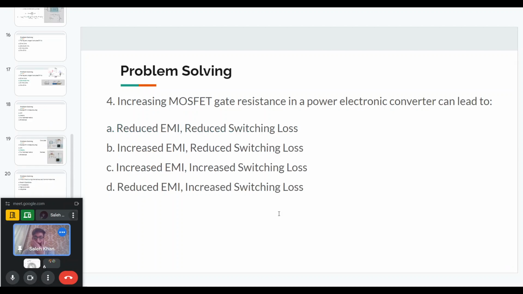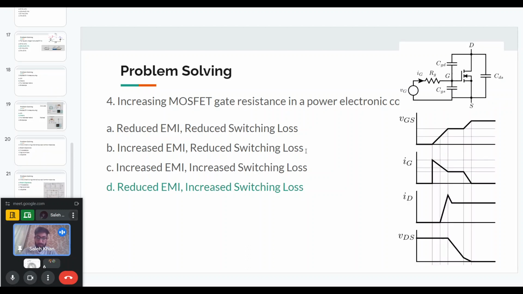The next question, we actually discussed this. So the gate resistance, by increasing the gate resistance, what can happen? Whether it will reduce or increase EMI, and reduce or increase switching loss. Ideally, we would want a solution that can do what is in option A, that it will reduce the EMI as well as reduce the switching loss. And the worst case situation would be something that will increase the EMI and increase the switching loss.